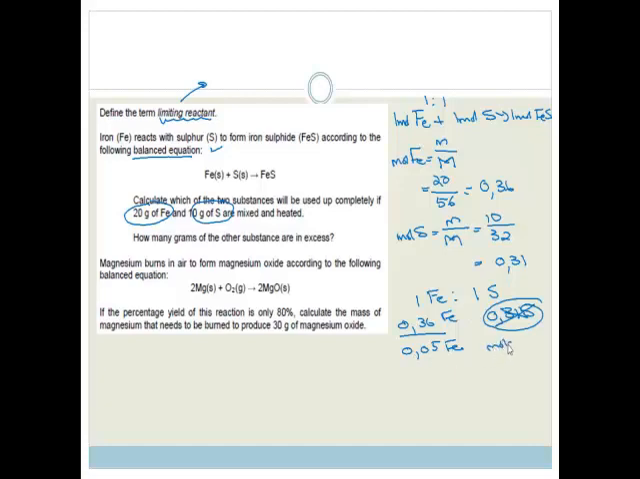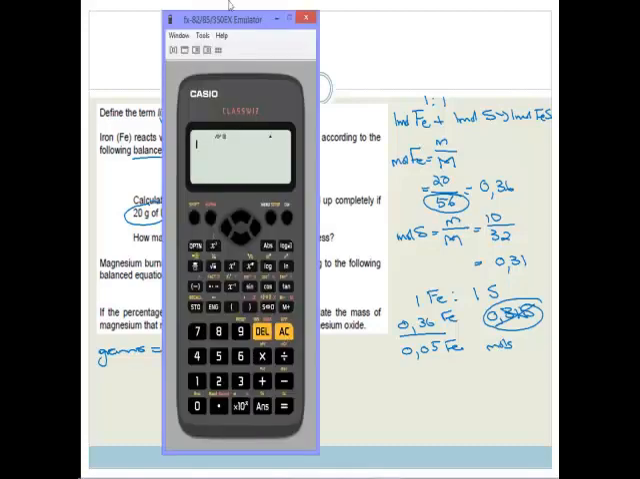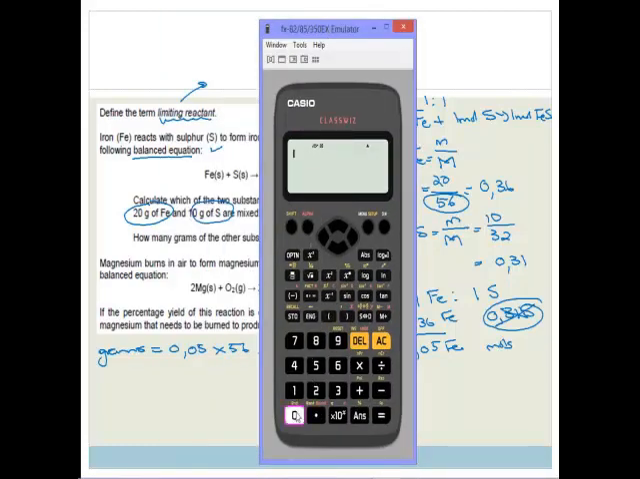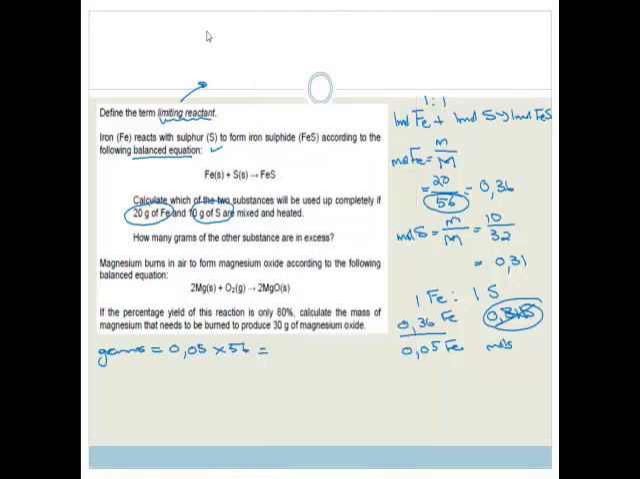Okay, that's the moles. So to find the grams is very easy. All we have to do is multiply by the molar mass. So the mass in grams equals the number of moles, which is 0.05, times 56. And now we're going to have to get out our calculator. So we've got 0.05 times 56, which is 2.8. So we're left with 2.8 grams of iron. Okay, and that is in excess.